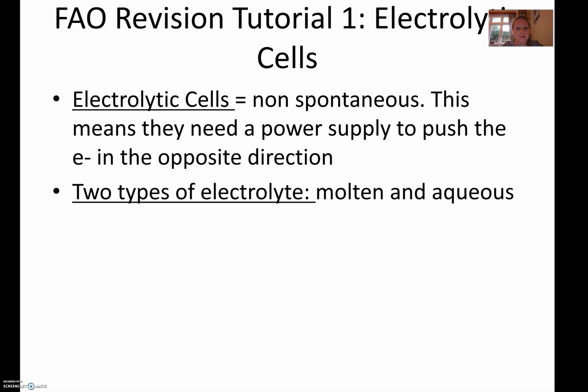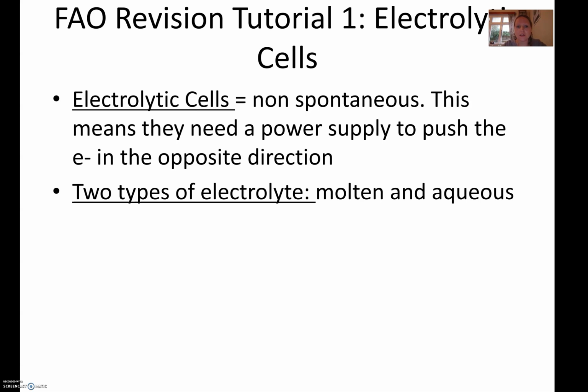Hey Level 3s, this is your first tutorial session for the further assessment opportunity on redox. So I'm going to do 3 videos. The first is going to be on electrolytic cells, the second will be your galvanic cells, and the third will be talking about specifically how we can compare and contrast these.